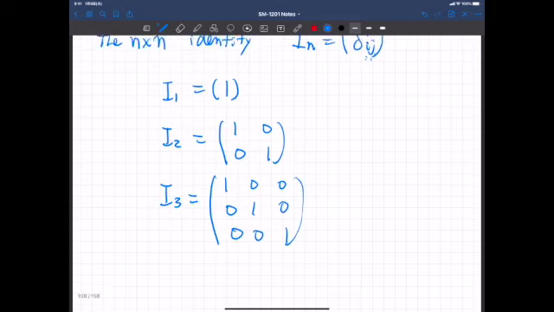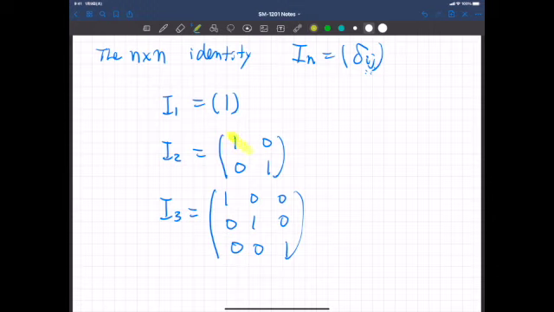So as you can see, you find ones on the diagonal. These are called diagonal elements, and everything else is called off diagonal. And those off diagonal elements are 0. These are diagonal, and everything else is off diagonal.